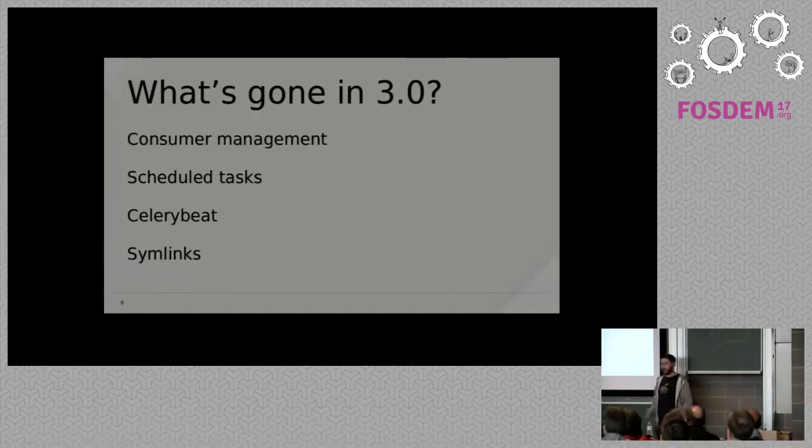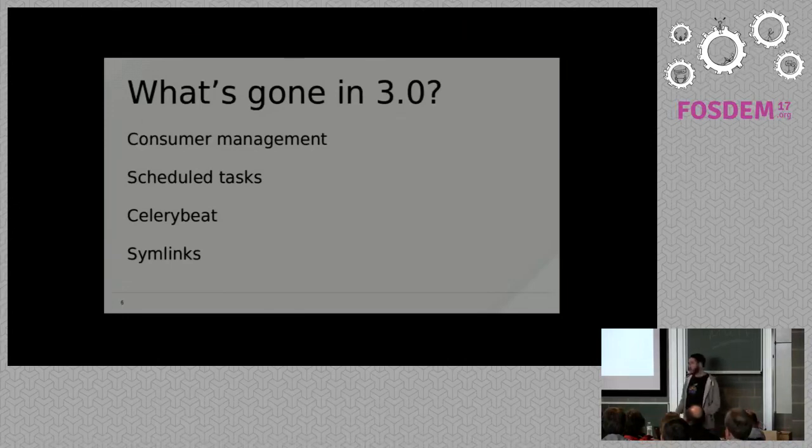Pulp 3 also removes some features. We decided that the Pulp agent that we were providing with Pulp 2 was not something we wanted to keep carrying. There are other tools out there that can do a really good job of managing your machines, such as Ansible. So we recommend to our users to do that. We also got rid of scheduled tasks. Once again, there are tools that can do this much better than Pulp can. I believe there's Rundeck, and if you want to use cron, you could do that. But there are tools out there.